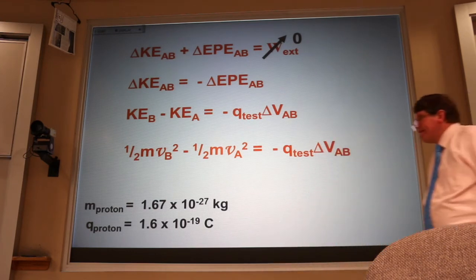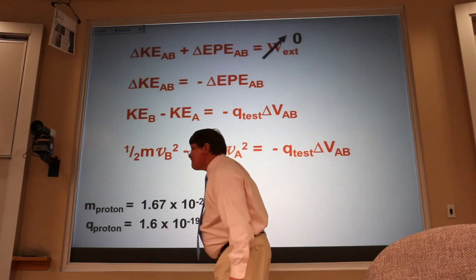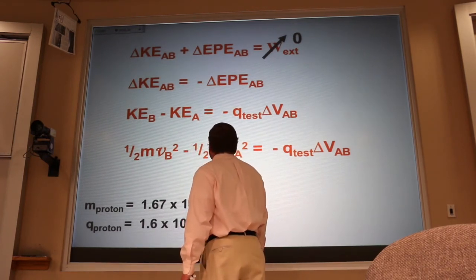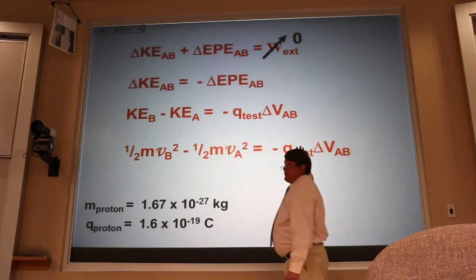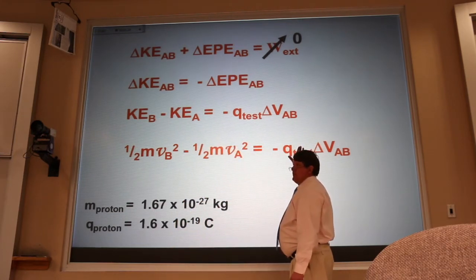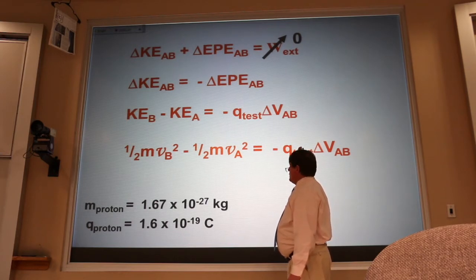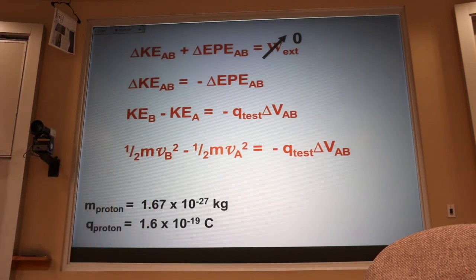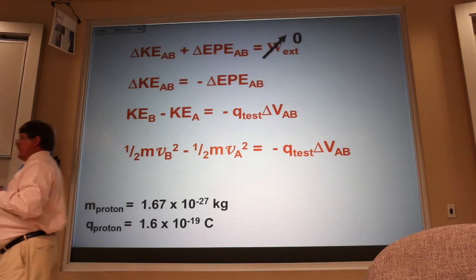Can you cancel 1/2 in there? Can I do what? Because they're the same on both sides, can you cancel 1/2 M? No, because I don't have a 1/2 M over here. I meant, you're subtracting one from the other, you're subtracting the same thing. I could write it as 1/2 M (VB squared minus VA squared). Oops, that's curly. But I still have to keep the 1/2 M there because I don't have it on the right-hand side of the equal sign.